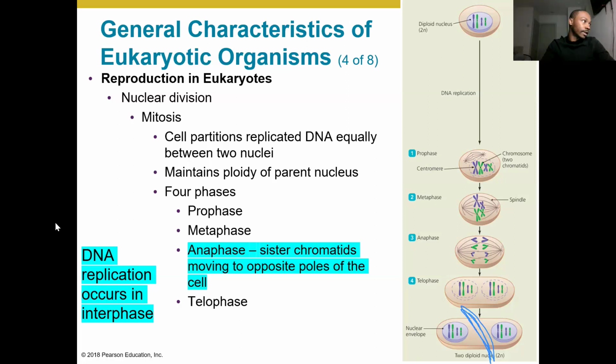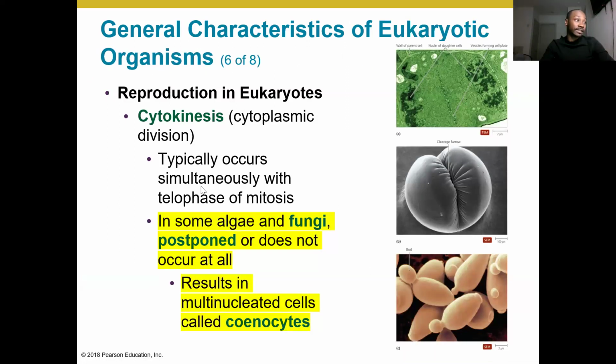In cytokinesis, you separate and have two new daughter cells. Some organisms, like algae or fungi, postpone cytokinesis or might not have it at all, so you might have a cell with a lot of nuclei in it. These multinucleated cells are called coenocytes. This is where we did not have cytokinesis.